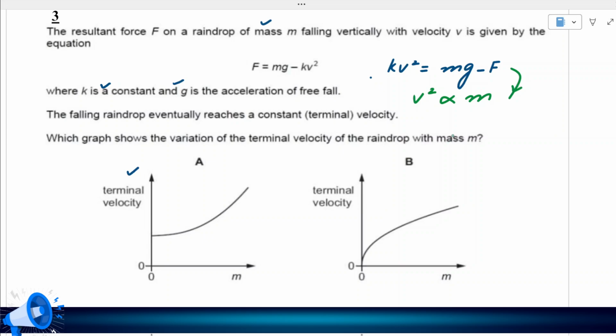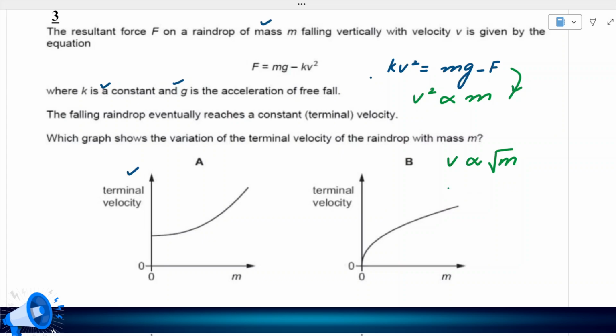Now, we don't need the square of terminal velocity on the y-axis. Rather, we need only the terminal velocity on the y-axis. So I'll be taking the square root on both sides. So v is proportional to the square root of mass. Now, you simply need to look for the graph that is something like this.